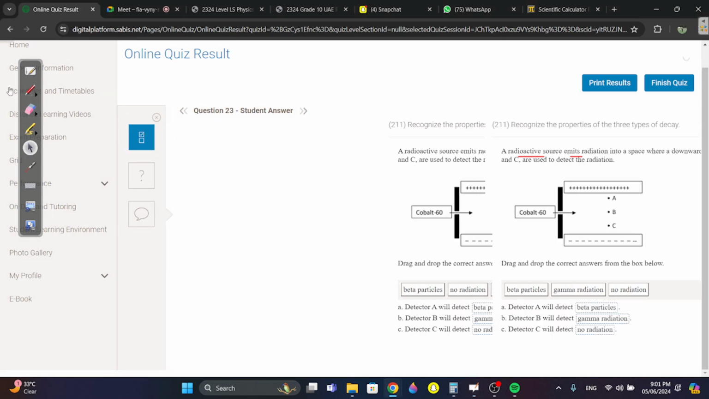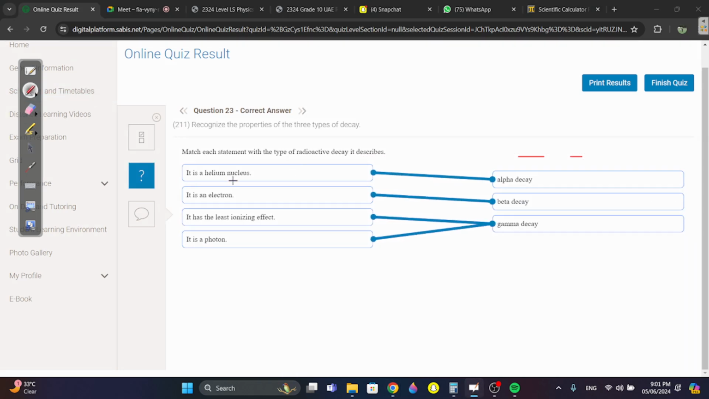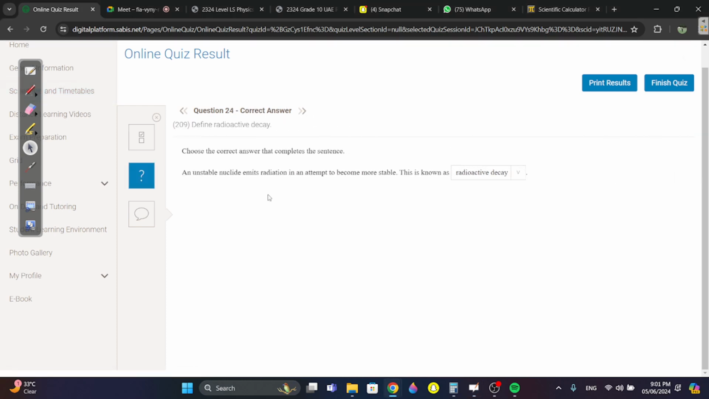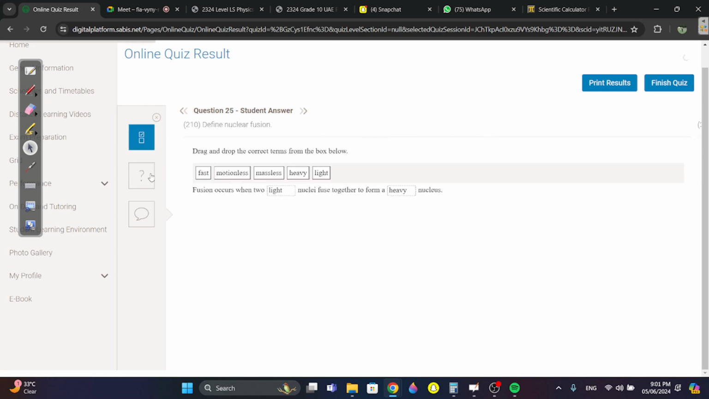Question 23. Helium is obviously alpha. Electron is going to be beta. The one with the least ionizing power will be gamma, and the one that's a photon will also be gamma. An unstable nuclide emits radiation in an attempt to become more stable. This is known as radioactive decay. Fusion occurred. What is fusion? Fusion is when two light nuclei fuse to form a heavy one.